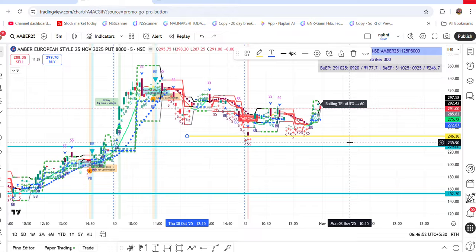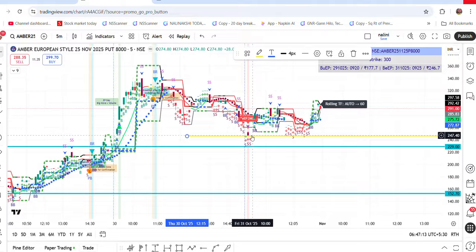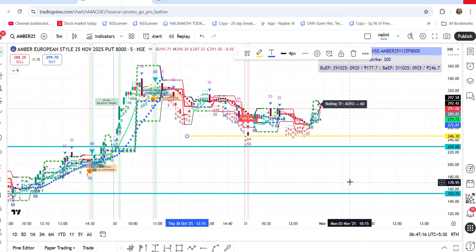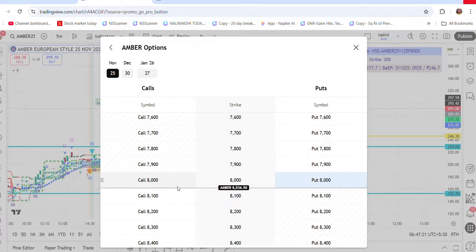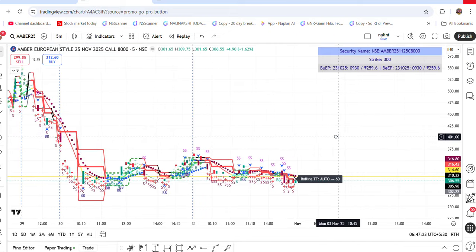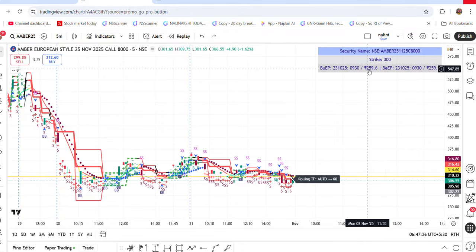It is not a suggestion for you people to trade on that. I am just showing you how you can utilize the episodic pivot and suggestions, and you can mark those levels as a guideline for your trade. That's what you can do. Actually, it is suggesting that anything below 246, this put option is going to become bearish. And if I go to the 8,000 call option, anything above 259 is going to be bullish.